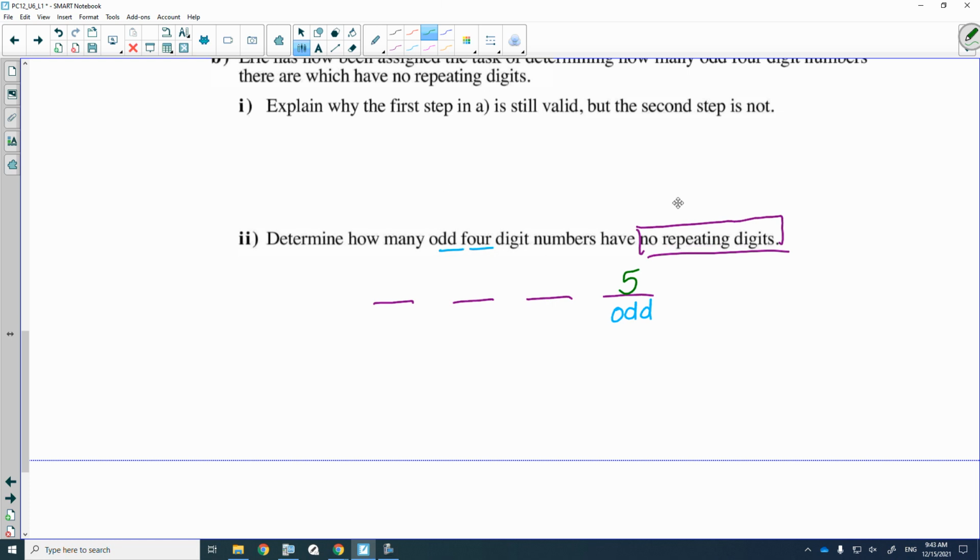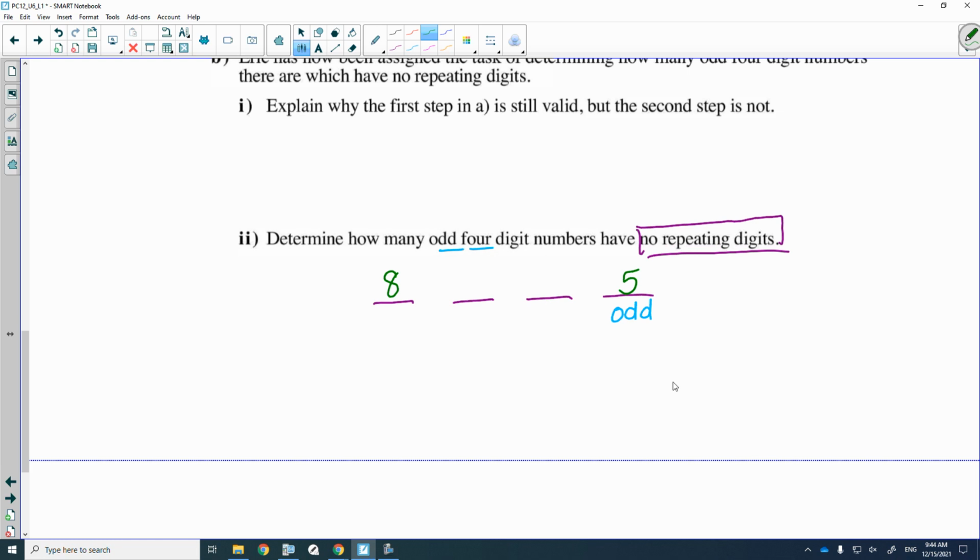If we could have no repeating digits, here's what would happen. There are 10 possible numbers that can go here, minus 0, right? Can't put 0 there. So that's 9 possible numbers to go there. And I need to take out whatever number I put here. So I had 9 choices to go here, minus whatever I placed here. That is 8 possible numbers left to choose from to go into that first stage.